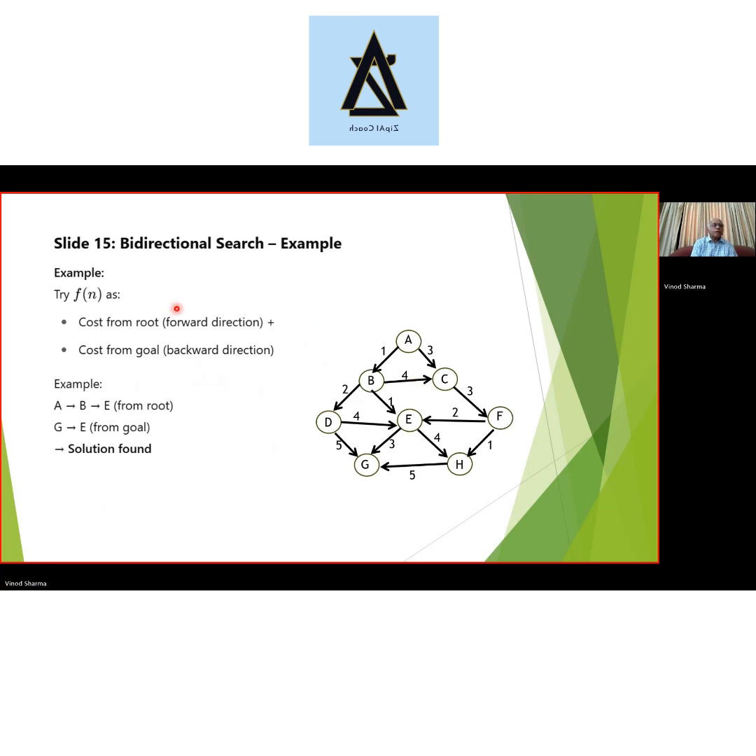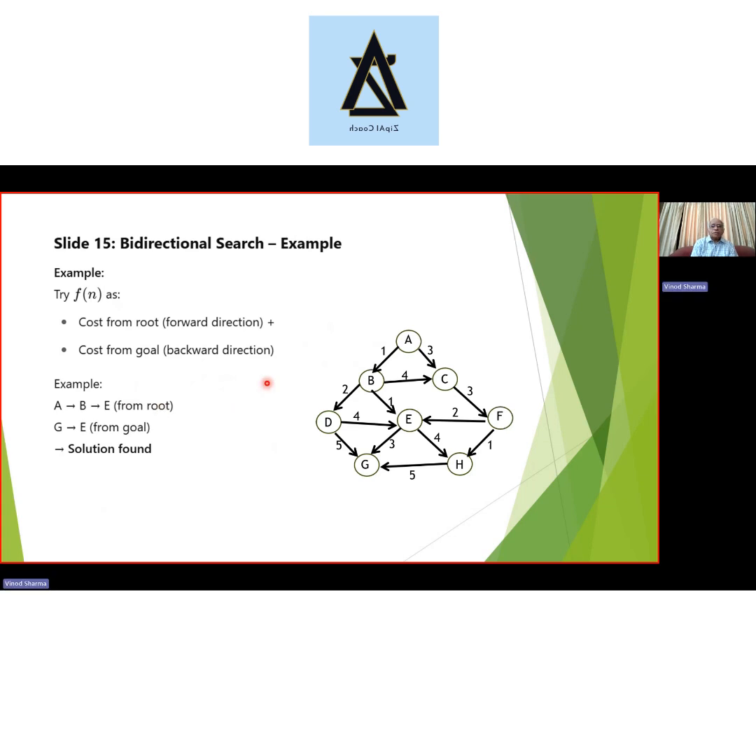Example. We are going to give this example using the cost from the root in the forward direction. So basically in the forward direction, the cost of that node from the root. In the backward direction, the cost from the goal. Now, in this case, we will restrict ourselves to one goal, that is G.